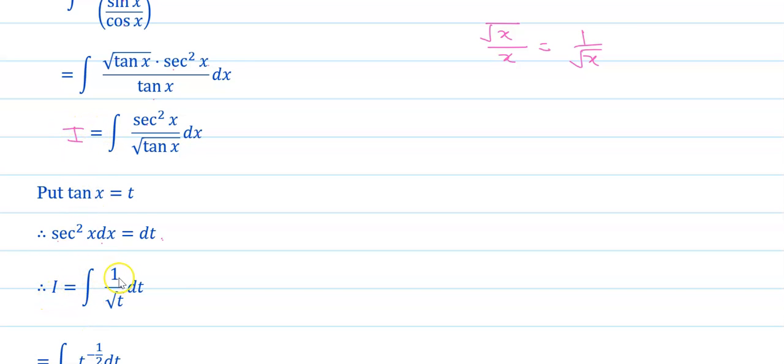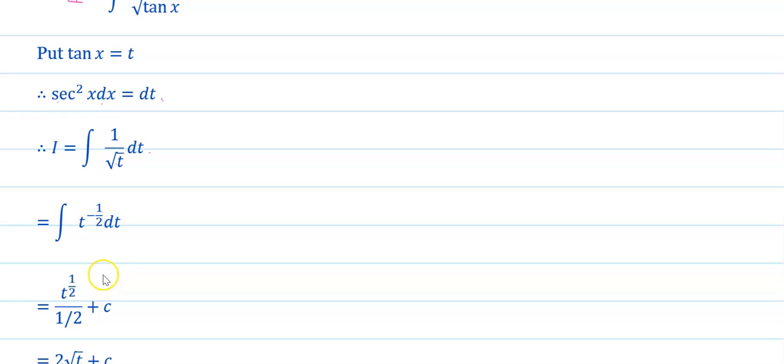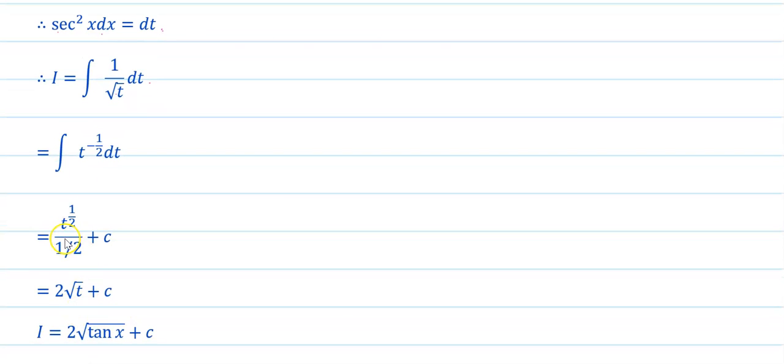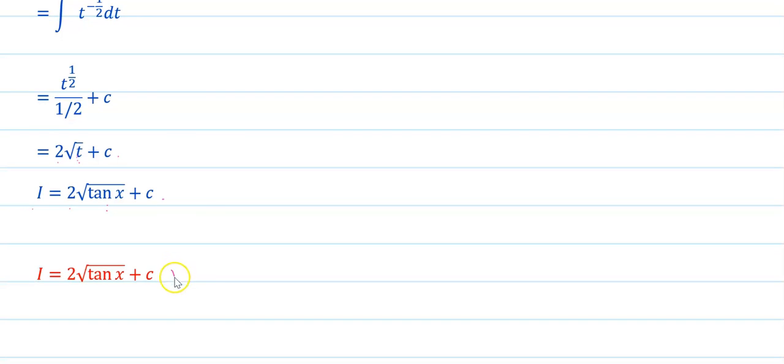I is equal to integral 1 upon root of t, and the value of sec square x into dx is dt. Again, the integral of 1 upon t raised to 1 upon 2 means what? t raised to minus 1 upon 2 into dt. Integral, minus 1 upon 2 plus 1 means what? t raised to 1 upon 2 upon 1 upon 2 plus 1. पुन्हा 1 upon 2 multiplied and reciprocal, it will become 2 root of t plus c. Now replace the value of t. What is t? t is tan x, and hence I is equal to 2 root of tan x plus c, and this is the answer.